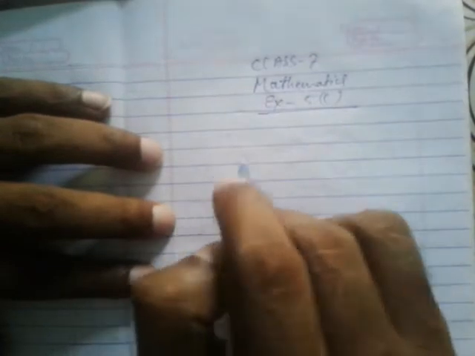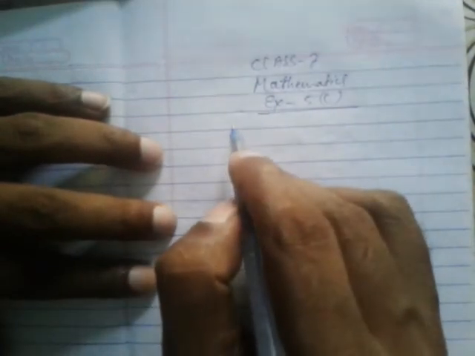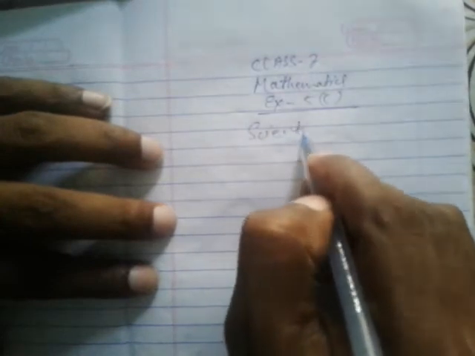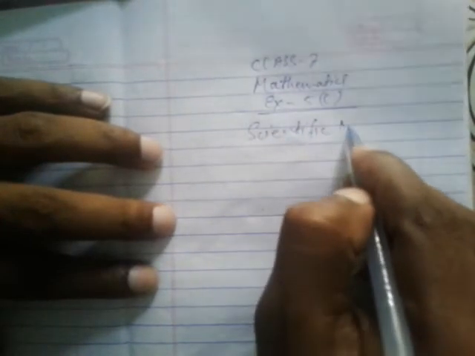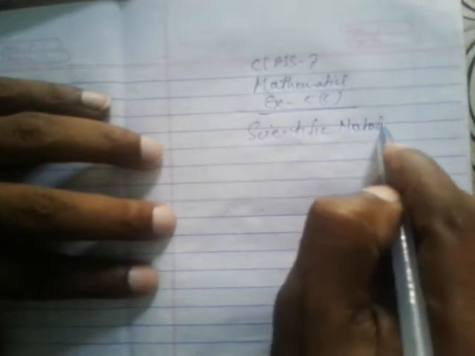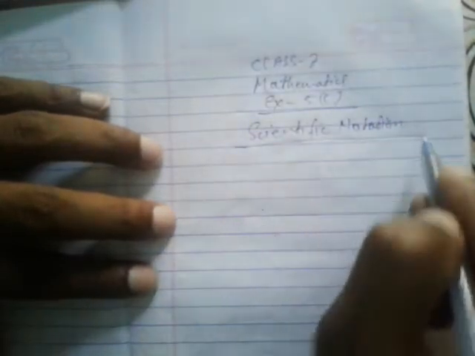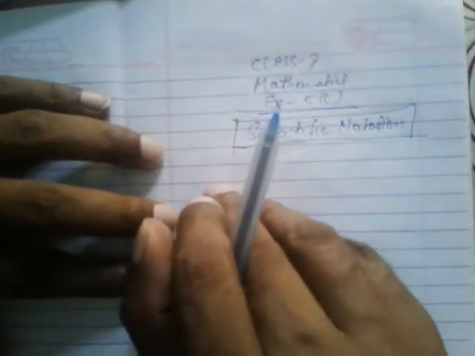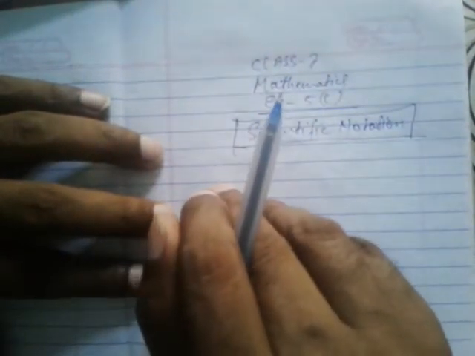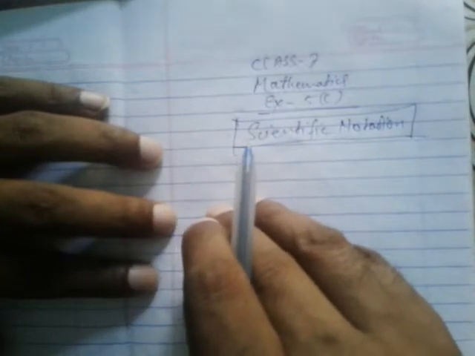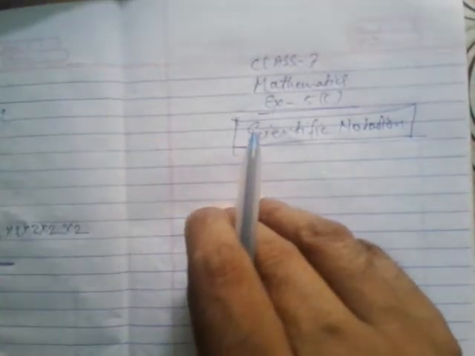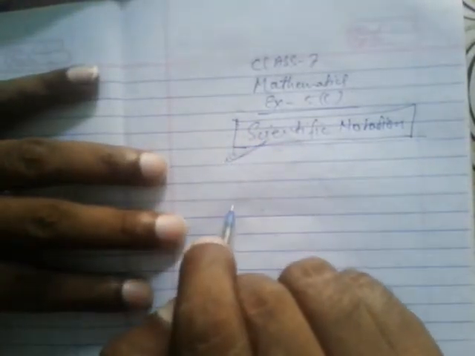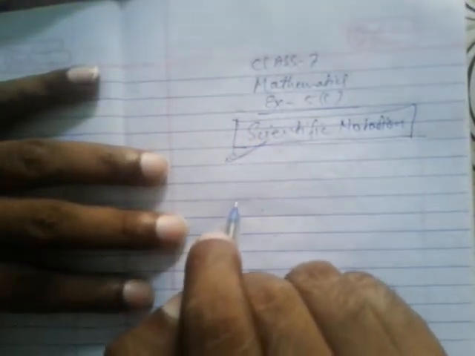Today I will start exercise 5C. This exercise is based on scientific notation. Scientific notation means there is a way to represent a large number. Most appropriately, we can say that by using the scientific notation method we can represent a large number.